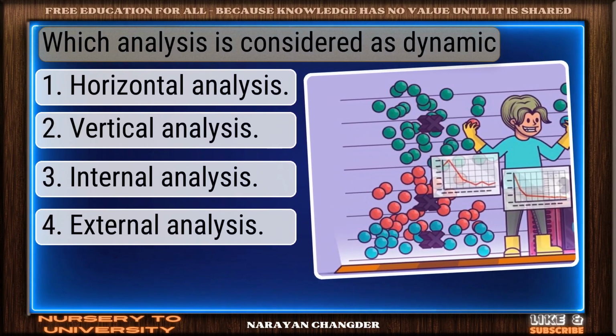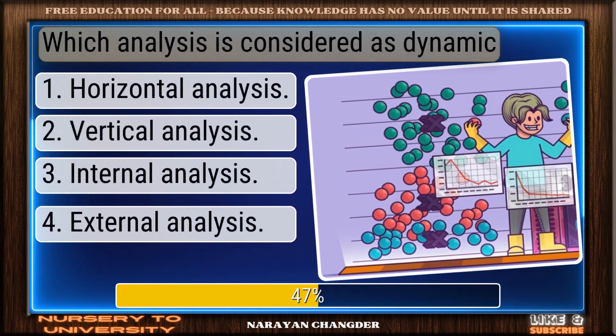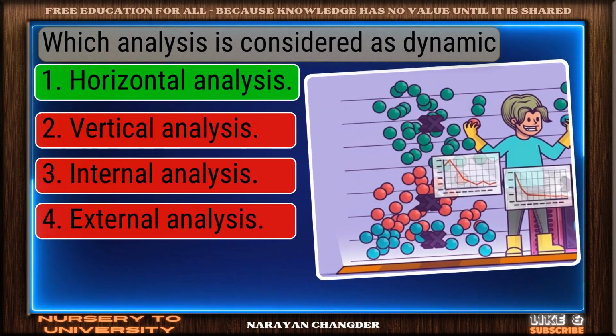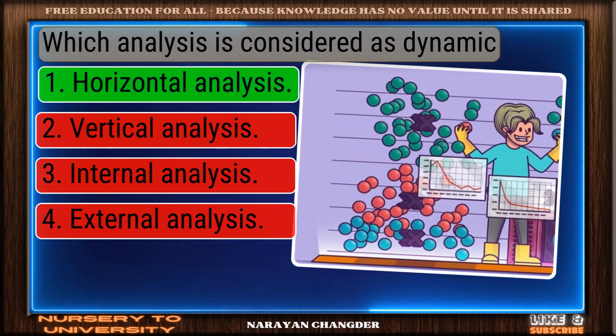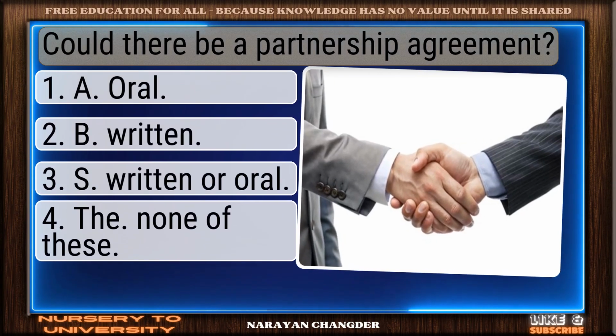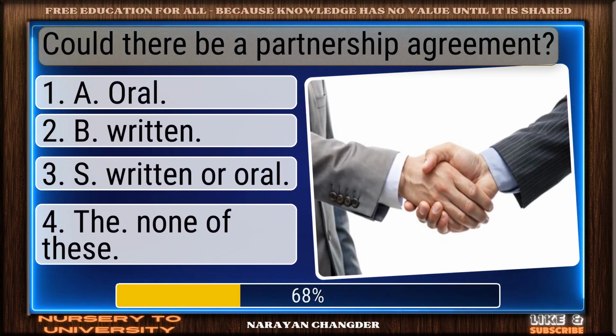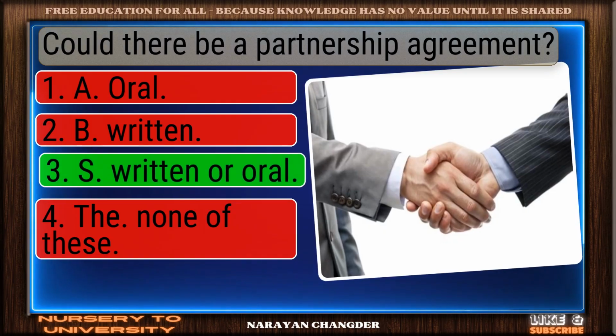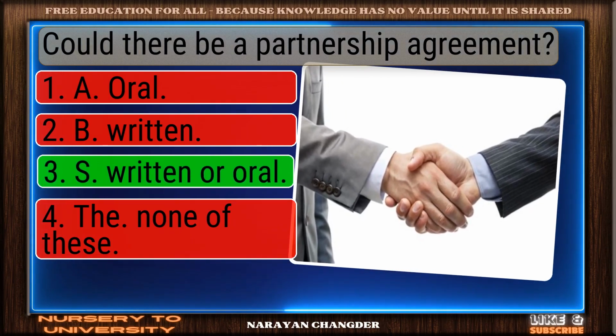Which analysis is considered as dynamic? Perfect. Horizontal analysis is the correct choice. Could there be a partnership agreement? Strong choice. Written or oral is the right answer.